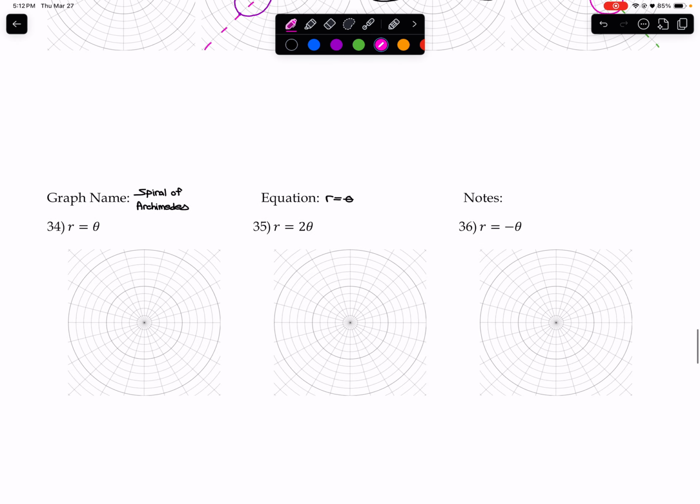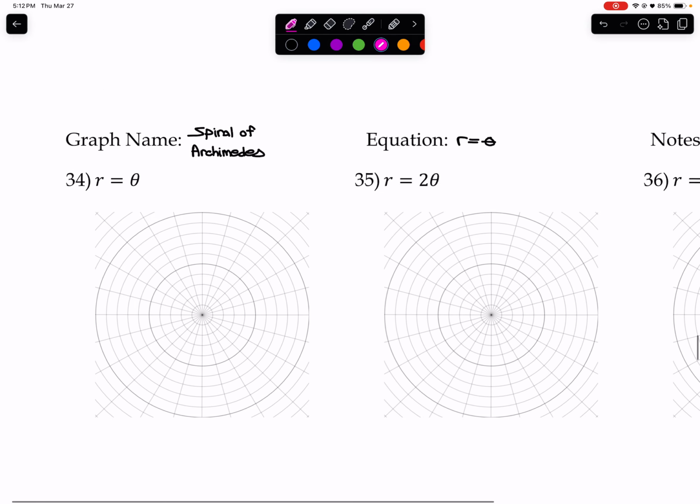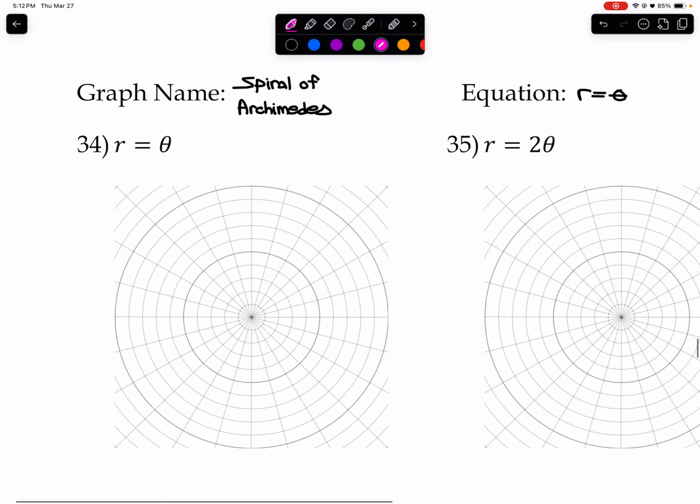So now we're going to come down here, and we're going to do the spiral of Archimedes. There are no notes on this one. My one note is that I'm terrible at drawing these.